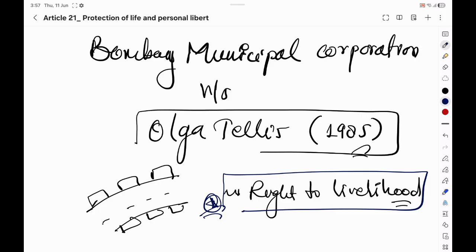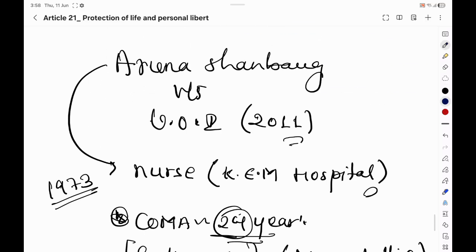So here the right to livelihood is an integral part of right to life under Article 21, because no person can live without the means of earning a livelihood, though the state can evict encroachment by following a fair, just and reasonable procedure. Okay, similarly there was another case, that is the Aruna Shanbaug case.